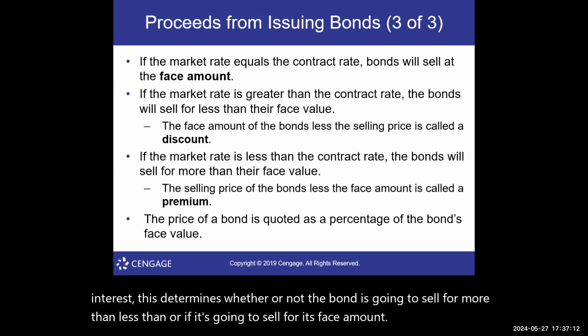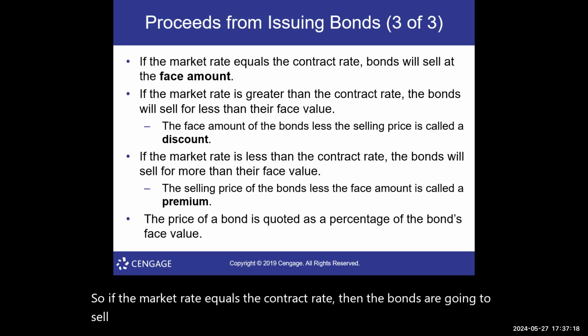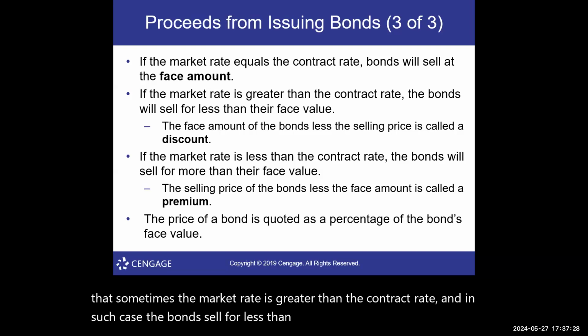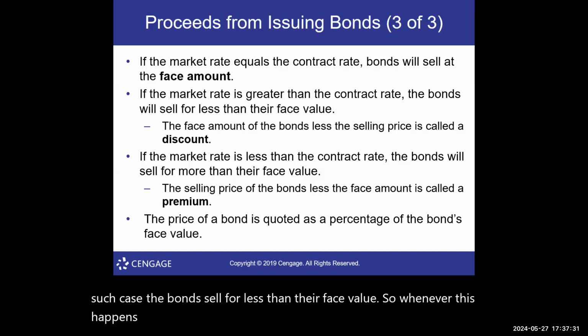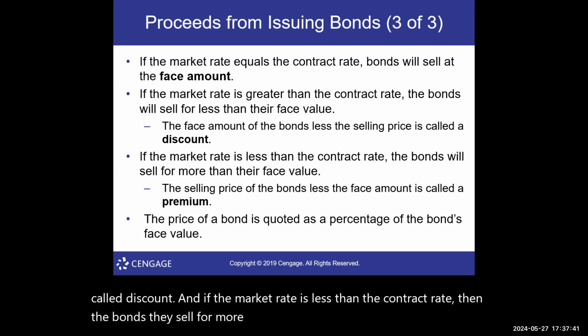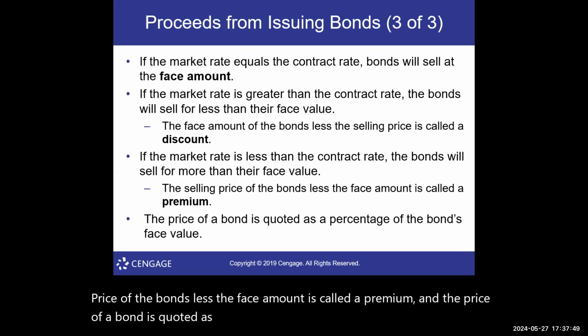If the market rate equals the contract rate, then the bonds are going to sell at face amount. But that's typically not the case. Sometimes the market rate is greater than the contract rate, and in such a case, the bonds sell for less than their face value. Whenever this happens, the amount by which the face amount of the bonds exceeds the selling price is called a discount. If the market rate is less than the contract rate, then the bonds sell for more than their face value, and the selling price of the bonds less the face amount is called a premium. The price of a bond is quoted as a percentage of the bond's face value.